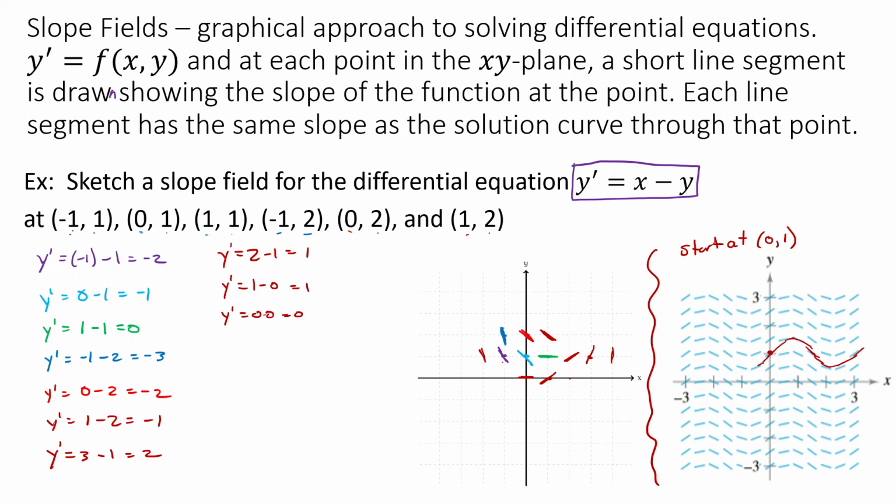This sends us down until we hit that one. That sends us back up. Oh, that's going to kind of curl us back down. All right, this looks like a sine graph, right? But we could just get a rough sketch of the solution that goes through this point.